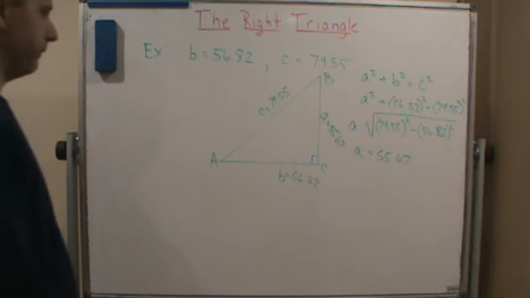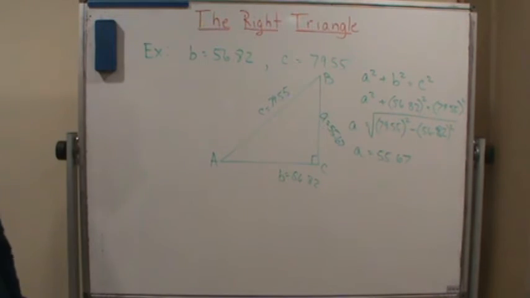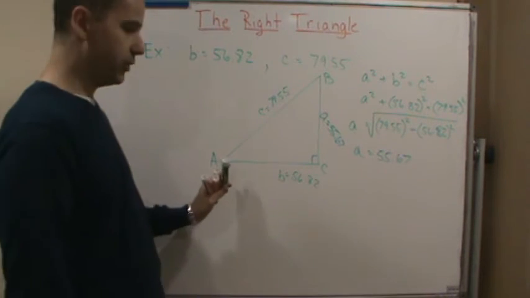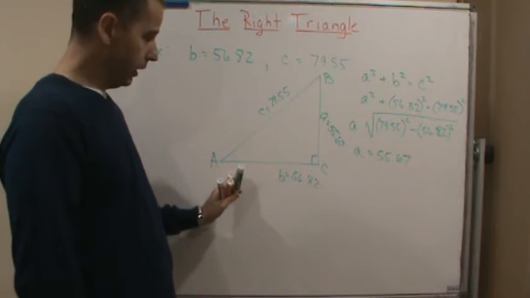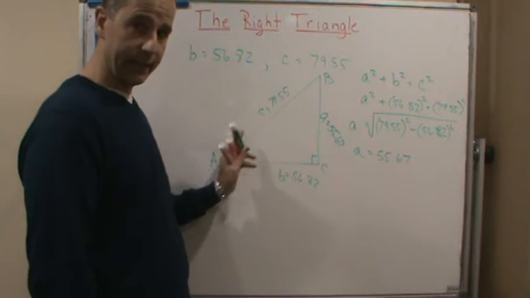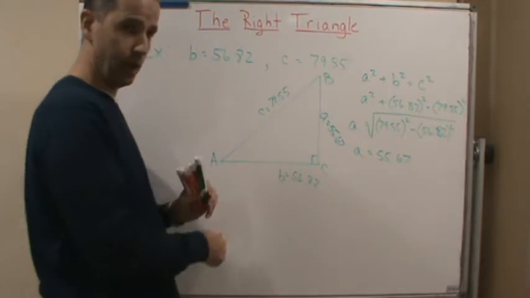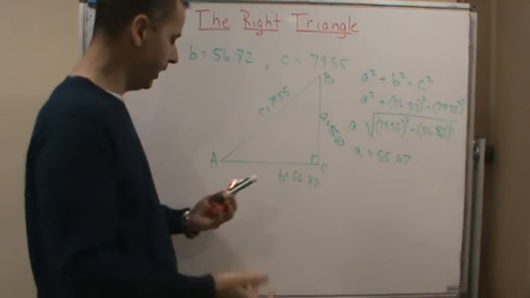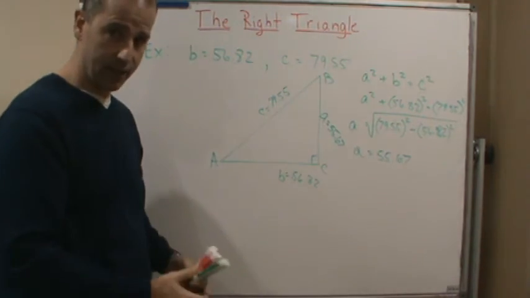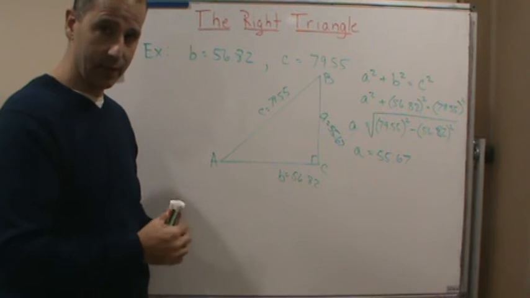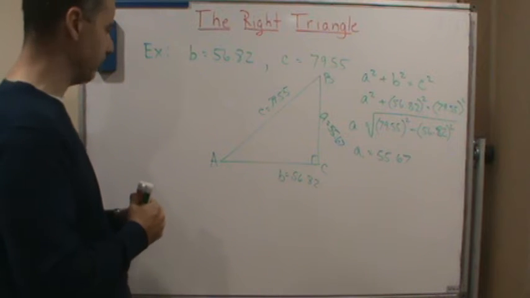So now we need to figure out what angle A and angle B are. All we have to do is find one of the two angles, because once we find one angle, we can use the fact that the angles must be complementary. These two angles are complementary, so they have to add up to 90. If we find either A or B, we can easily find the other one just by subtraction.